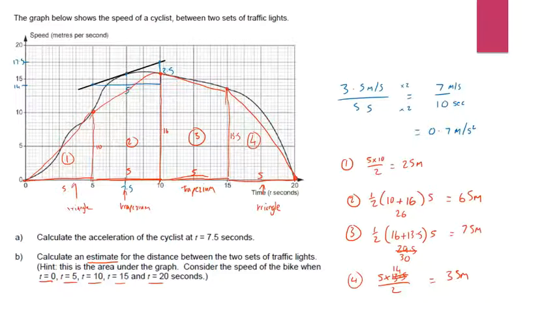Now, I've worked out a rough area underneath the graph. So for my estimate for the distance, I'm going to need to add all of these up. So my total is adding up my 4 areas: 25 meters plus 65 meters plus 75 meters plus 35 meters. And in this case, when these are all added together, they give me a total of 200 meters. So that's an estimate for the distance the cyclist took between 2 sets of traffic lights.